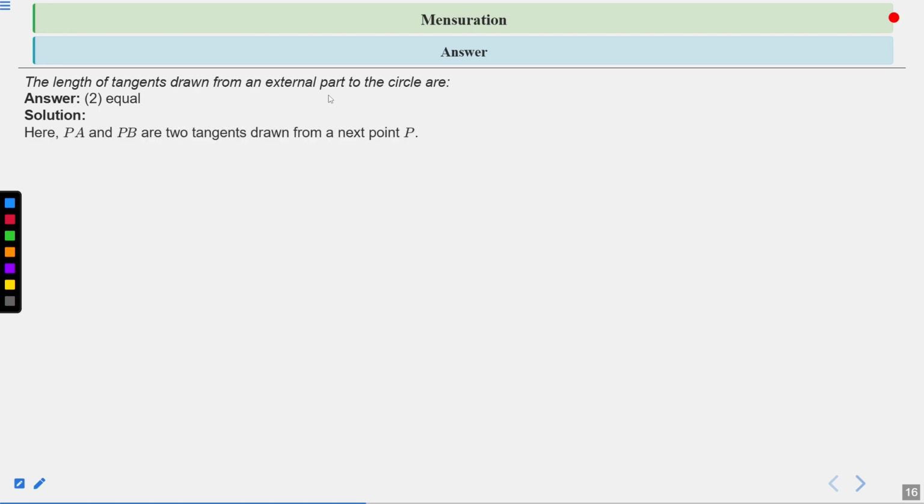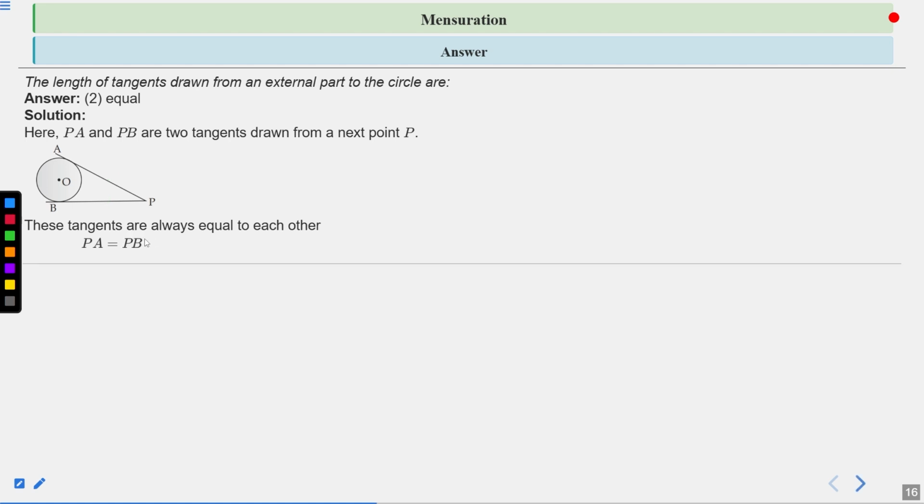So question says that if we draw two tangents from any external point to the circle, here PA and PB are two tangents drawn from an external point P. So we can see that in this diagram, PA and PB, these tangents are always equal to each other. It means PB is always equal to the length of PA. So we can say that both tangents are equal. It means PA equals PB. So the second is the correct answer of this question.